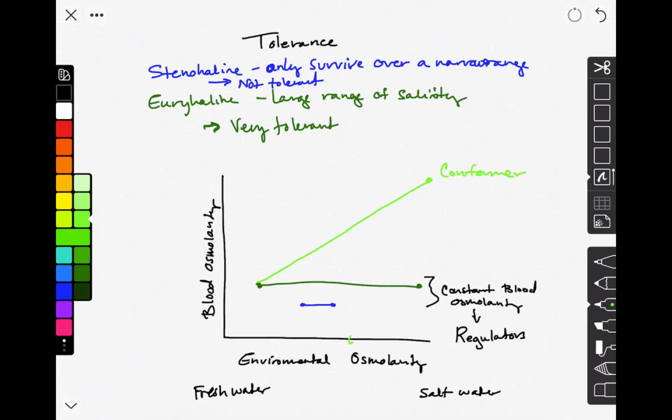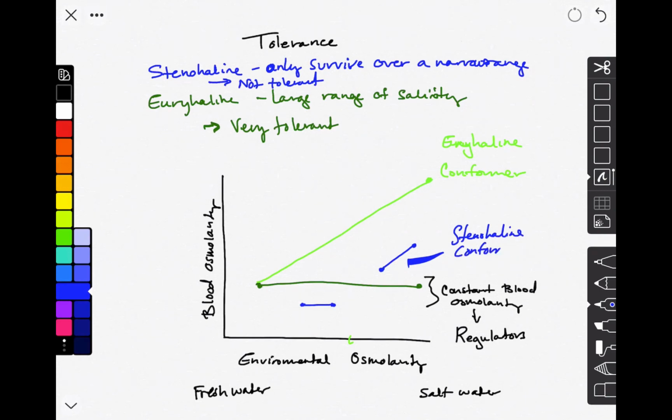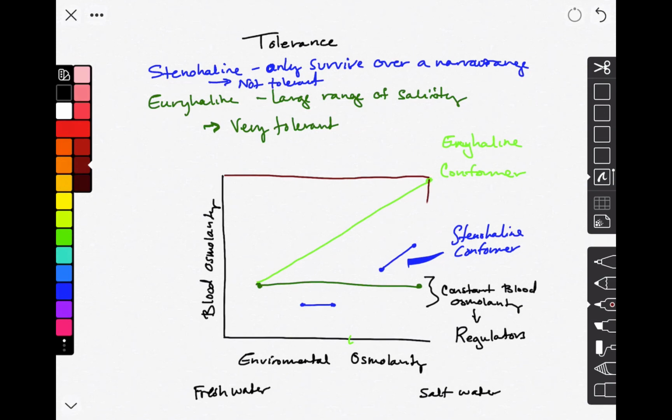So this conformer is happy over a large range, so this would be a euryhaline conformer. We can also have a conformer that's only happy over a narrow range. So it conforms, its blood osmolarity changes with that of the environment, but it only has a narrow range of tolerances where it can stay alive. And this would be a stenohaline. So the things to look for are if the blood osmolarity increases as the environmental osmolarity increases. So here the blood osmolarity is high, and that happens when the environmental osmolarity is also high. That suggests that we've got a conformer.